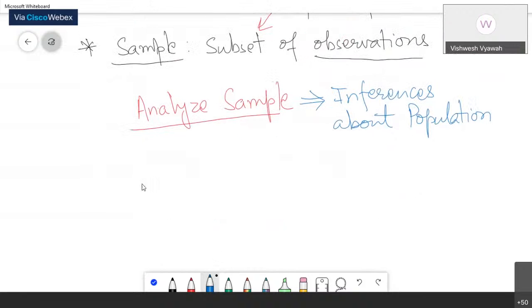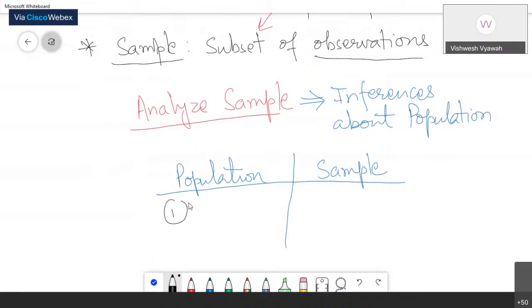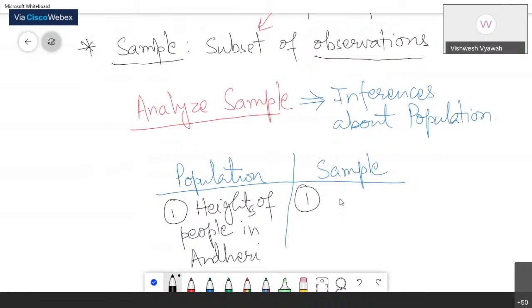Let me give you some examples. I think I have already given you an example of this. So just quickly, I will have population on one side and sample on the other side. The first example is heights of people in Andheri, and the corresponding sample will be heights of people in S.P.I.T. That is one example.